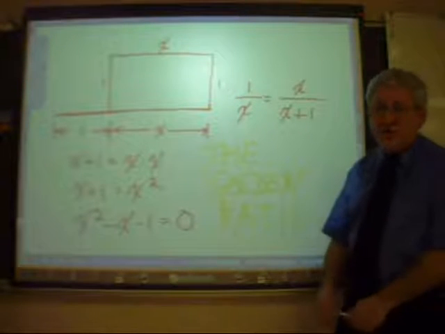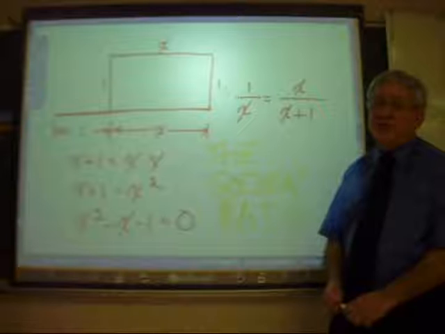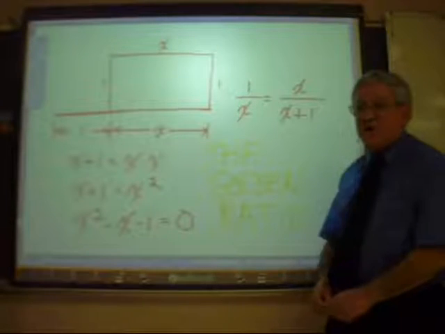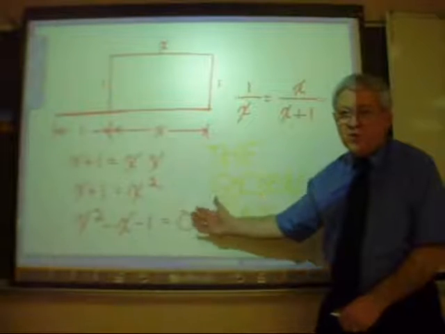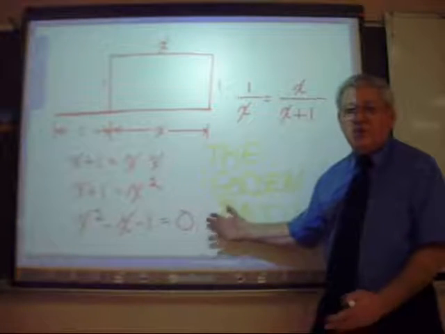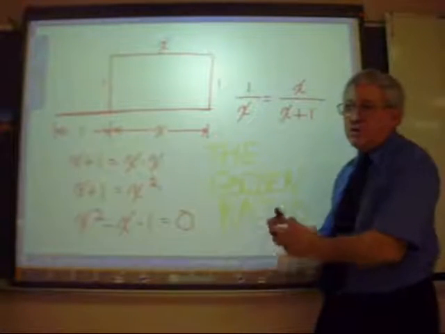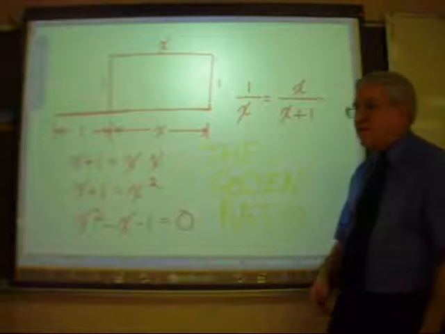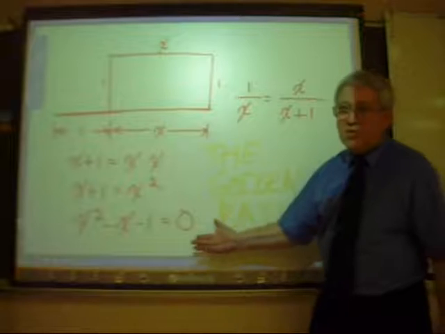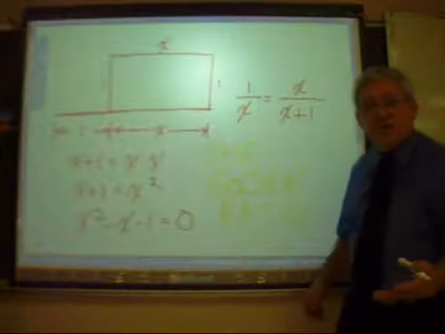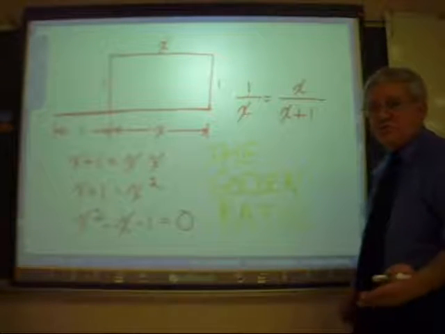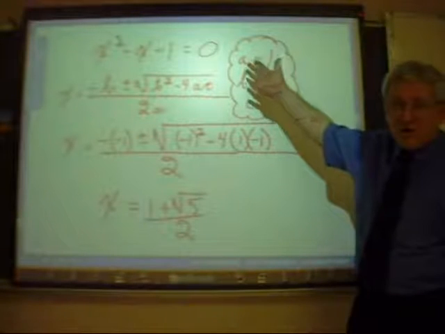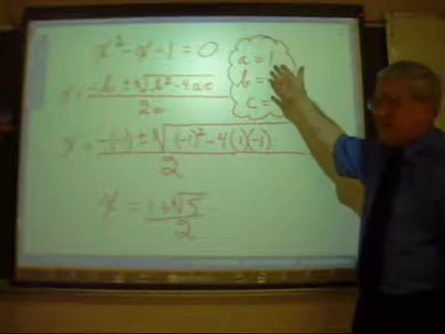The easiest way to solve that is using the quadratic formula, because this does not come out to be whole numbers or integers. If it were, I could solve it a couple of different ways that are a little bit easier than the quadratic formula, but this requires the quadratic formula to solve. So let's use the quadratic formula to solve it. So here's our equation, x squared minus x minus 1 equals 0.